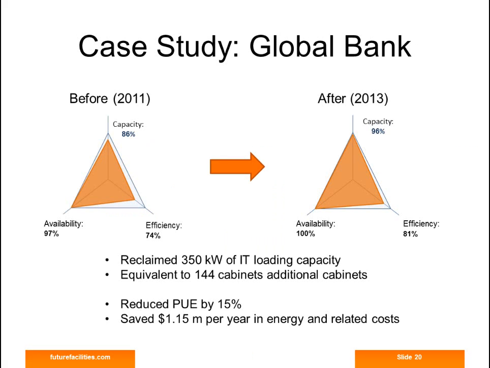To summarize, over a 2-year period after using the virtual facility model to guide the operations of these data centers, they were able to reclaim 350 kilowatts of IT loading capacity, which was equivalent to about 144 cabinets of additional IT equipment they were able to install. They estimated the value of these cabinets to be about $10 million worth of capacity. At the same time, they were able to reduce their PUE by 15%, which gave them an annual savings of $1.15 million in energy and related costs.